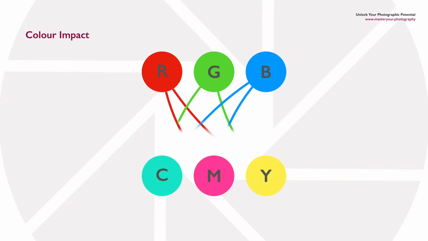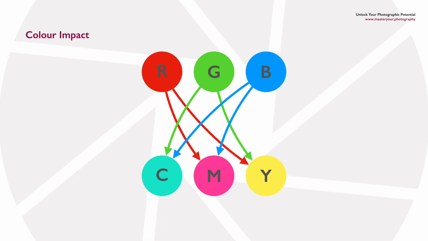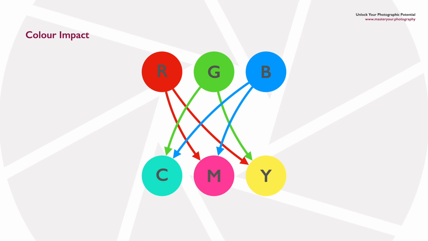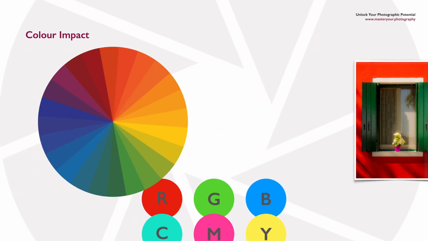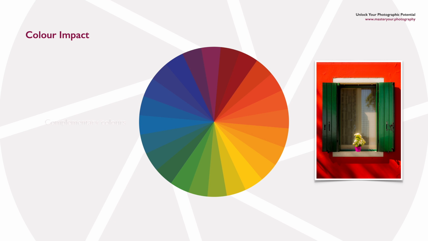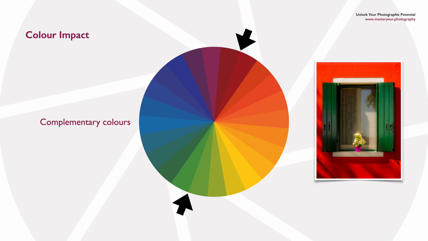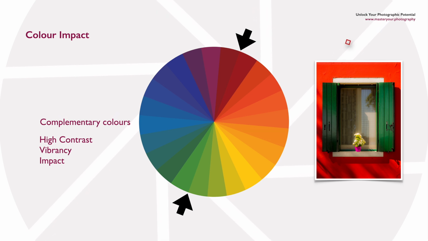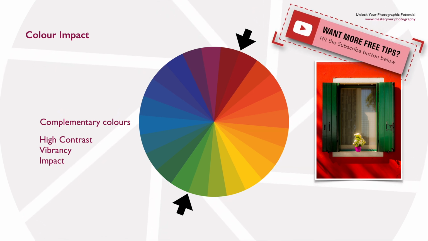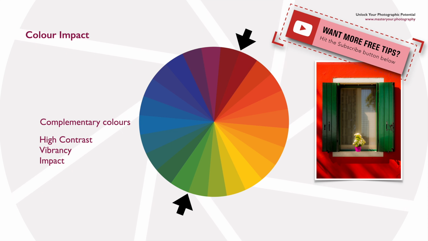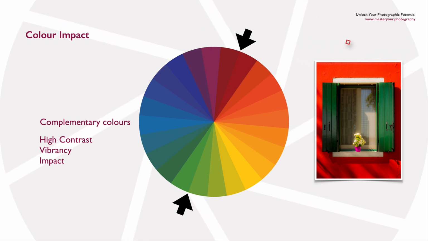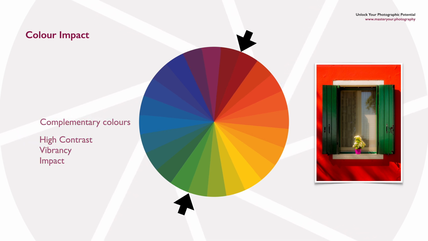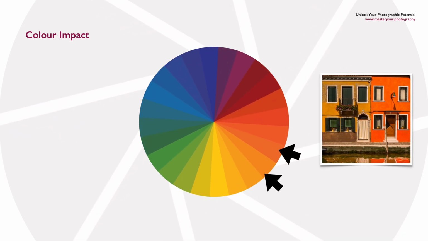If we then start to mix the primary and secondary colours together, they form what's known as the tertiary colours, and that's basically all the colours that make up our colour wheel. Now, if we're looking for impact in our photography, we should look for what are called complementary colours. These are colours on opposite sides of the colour wheel to each other. In this example, we've got red and green, which gives us high contrast. It generates an image that's vibrant and gives it real impact.